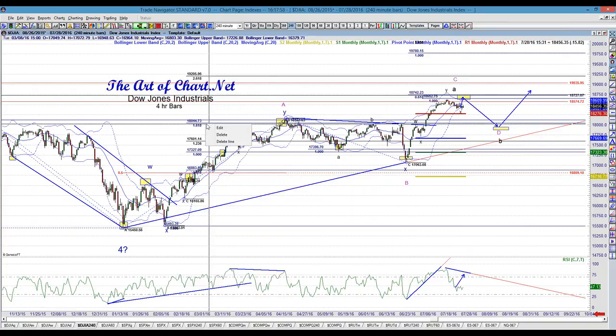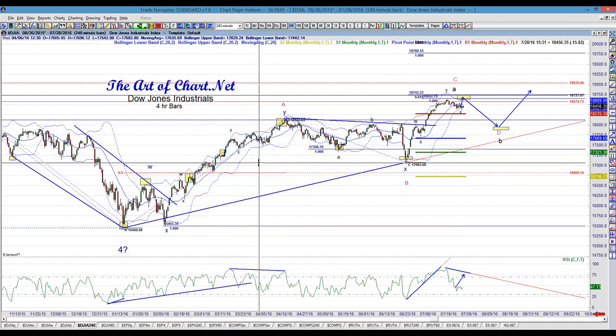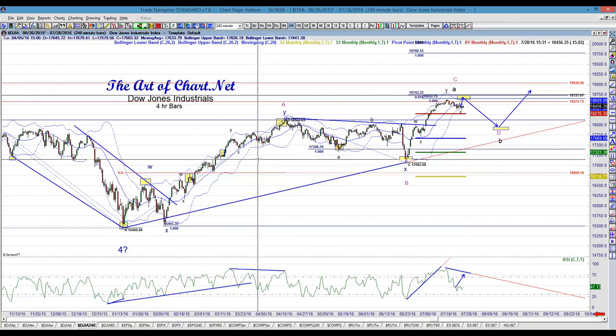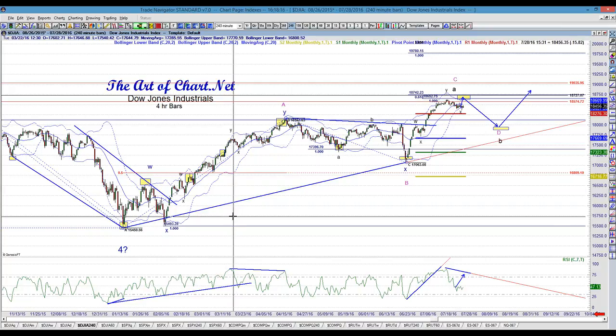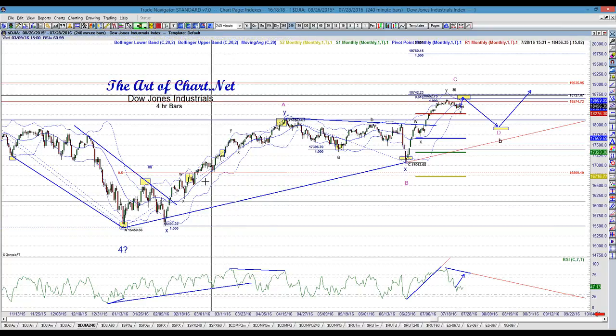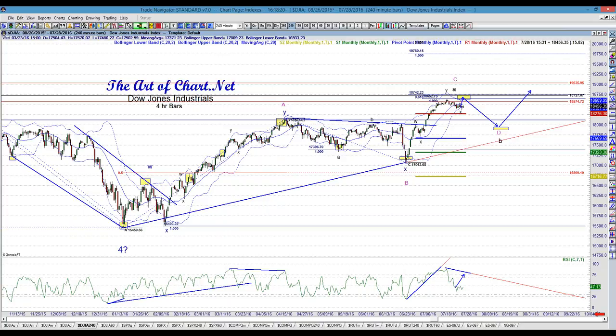In the way that I'm counting it, and this is just how I like to do it, by the way, I just want to say this: it's very important that you find something that works for you. Every trader's different, everybody has a different style. This is just mine, it works for me. It may not work for you, and if it doesn't, find something else that does. But for me, here we are at the Y.